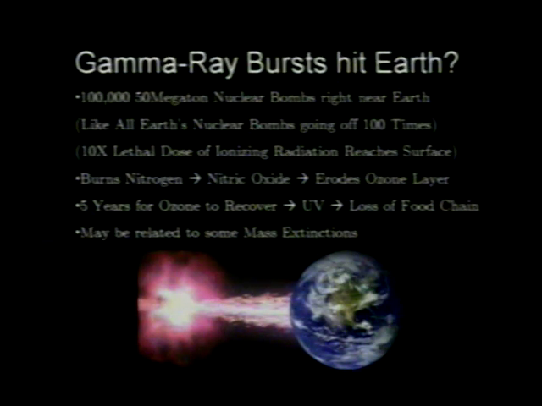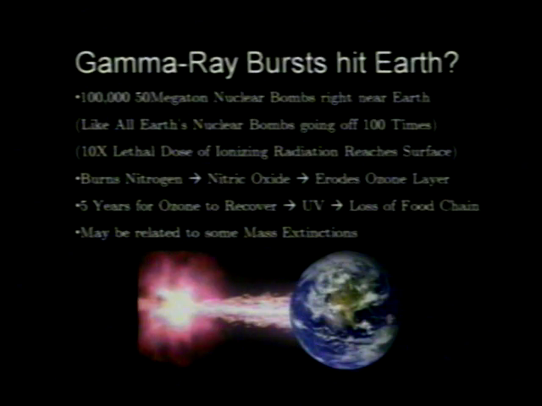If the gamma ray burst, like that star that was about 6,000 light years away or so, actually went off and was pointed right at us, it turns out that it would be equivalent to detonating 100,000 50 megaton nuclear bombs right next to us. Ooh, that can't be good, I mean. So it turns out that's equivalent to like detonating all of Earth's nuclear bombs 100 times over. That's pretty bad too. And on the surface that's actually facing the gamma ray burst, only that surface, the other side survives, it turns out that you get 10 times the lethal dose of ionizing radiation.